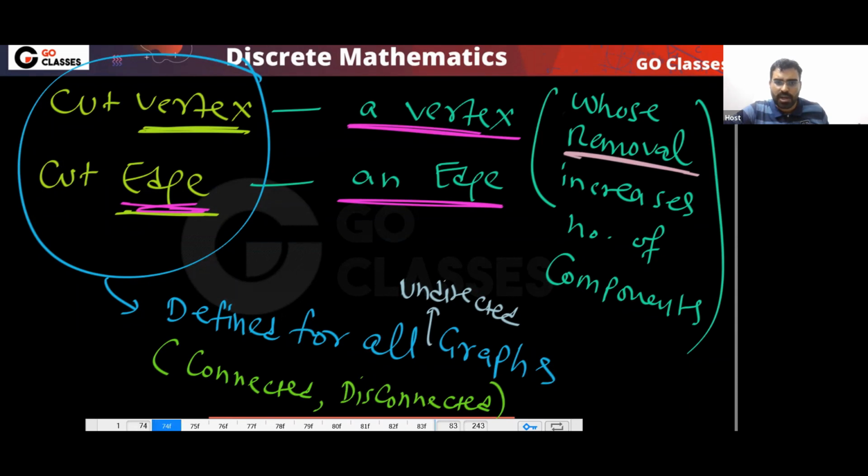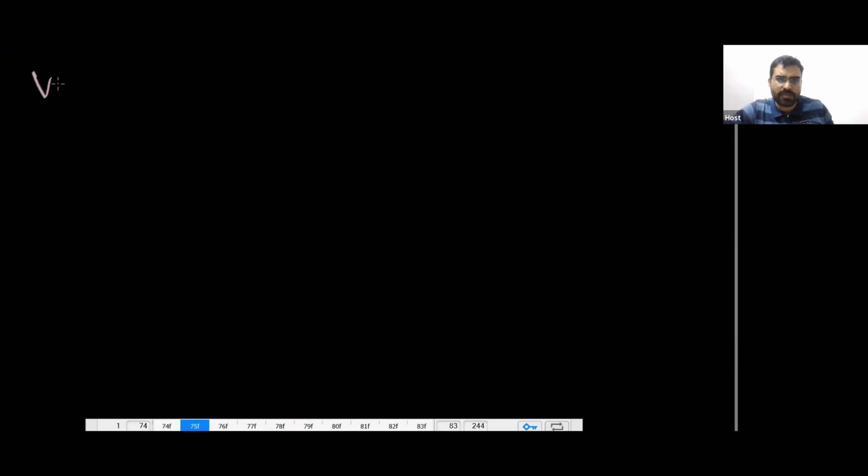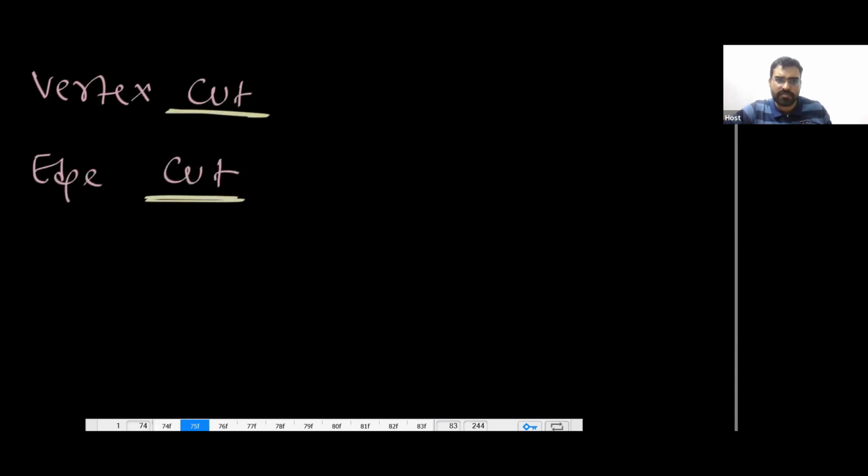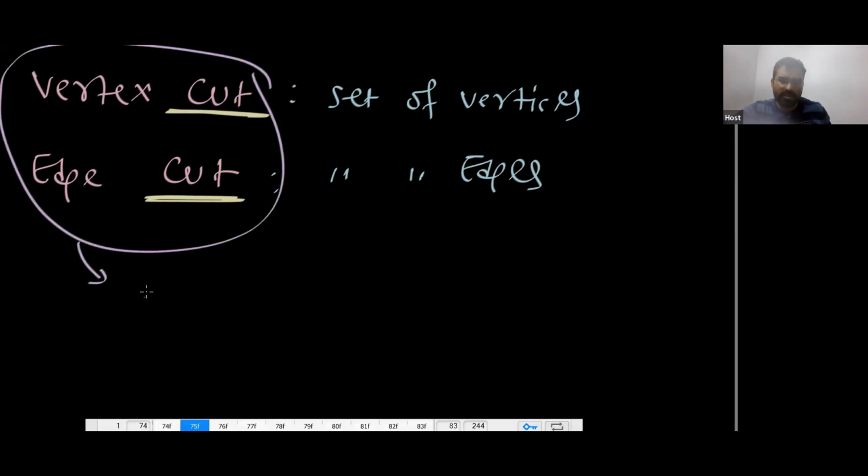Now the next concepts are defined only for connected graphs. Which concepts? Vertex cut and edge cut. Here the focus is on the cut. This is a set of vertices, and this is a set of edges. Remember, these concepts we define only for connected graphs.